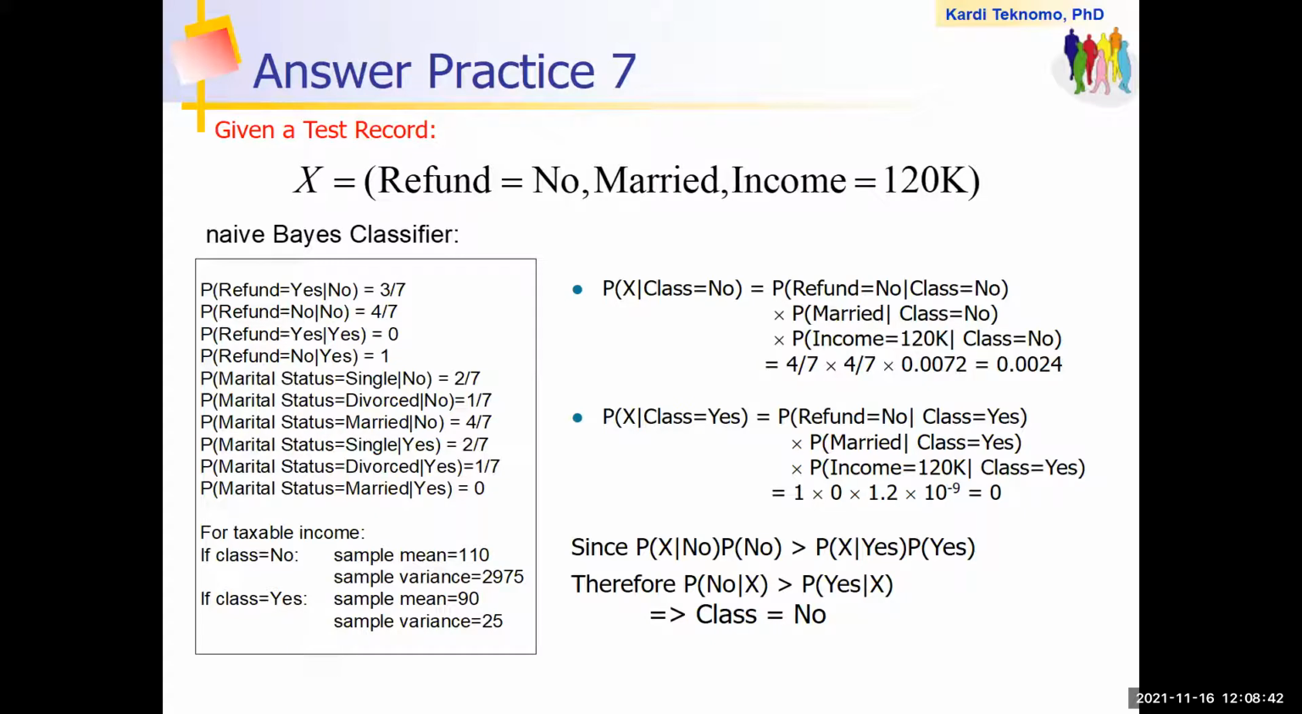And then what you will do? Then you just calculate the probability that the class is no given X, where X is refund no, marital status, income 120. So you put it in: probability of refund no given class no, multiplied by marital status given class no, multiplied by probability of income 120 given class no. You just check from that table. So 4/7, right? Refund no, class no, where is that?